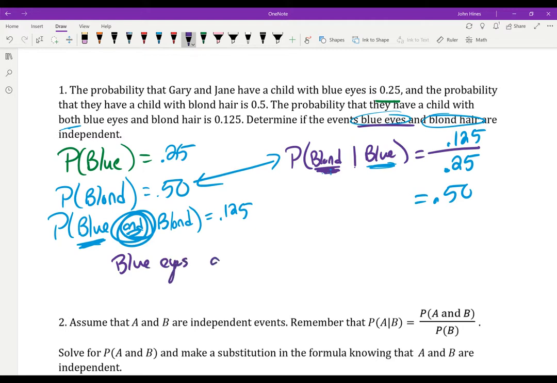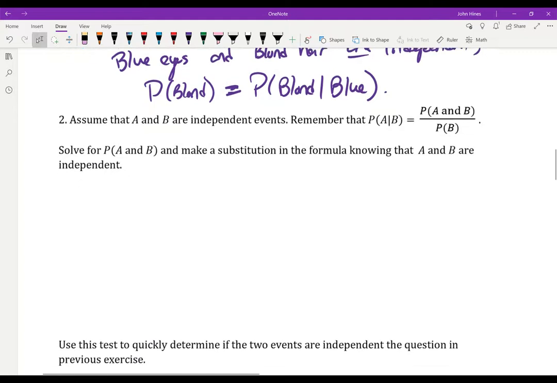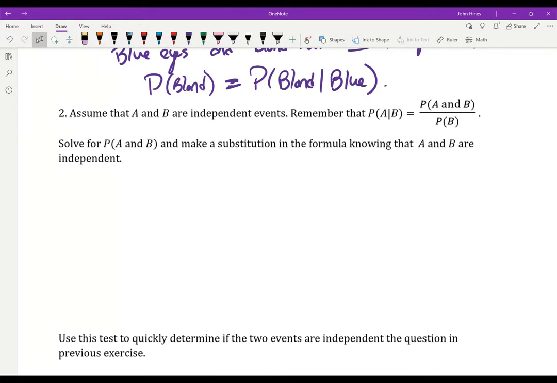Blue eyes and blonde hair are independent events. Why? The probability of blonde is the same as the probability of blonde given you had blue eyes. Knowing you had blue eyes did not change that probability. It's still 50%. That's a lot of work. Let's make it easier. So we're going to come up with another test for independence.